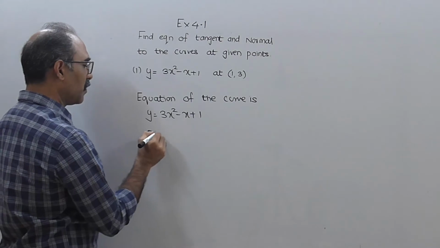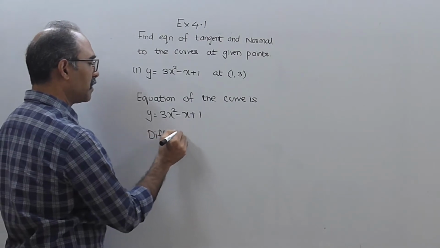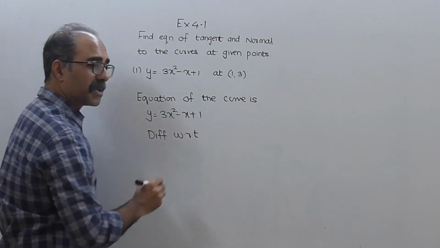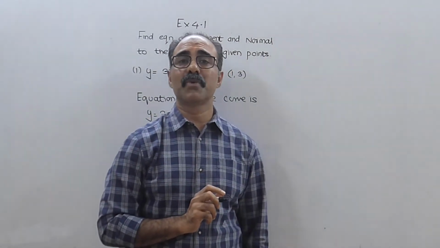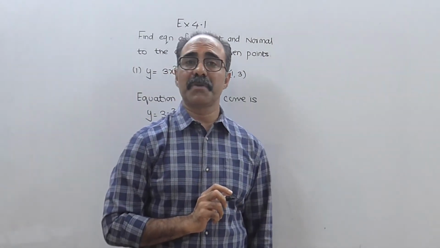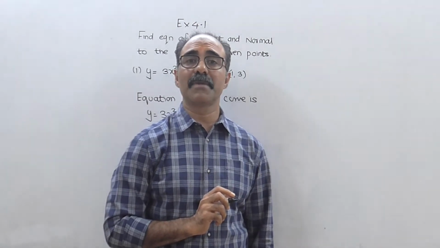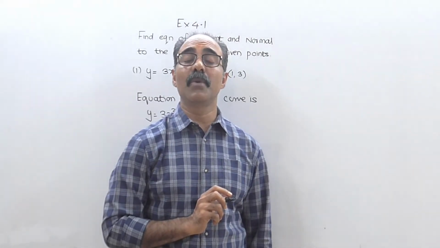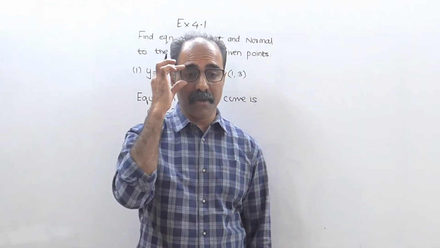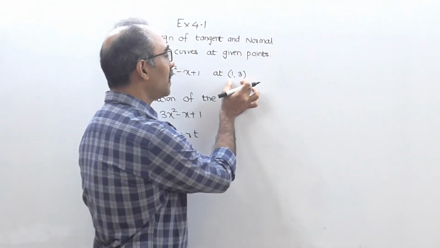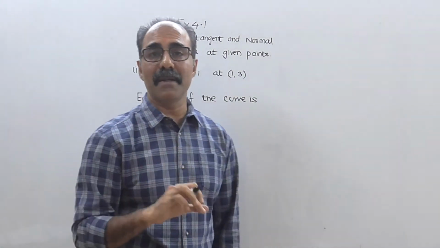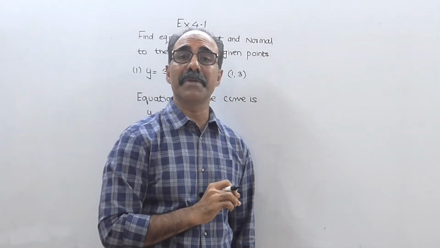So what we have to do is find an equation. Whenever you have to find the equation of a tangent or a normal, it is supposed to be a line. The equation of a line in slope point form is y minus y1 equal to m into x minus x1. The point has already been assigned here. The only thing is you have to find the slope and use the equation of a line in slope point form.